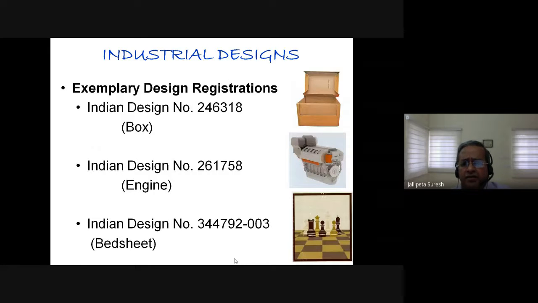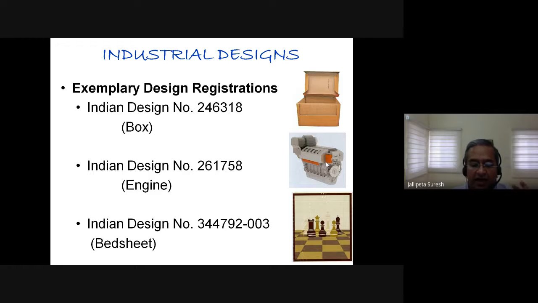You can also have designs for boxes, machines. It is also a requirement of design law that the design protection is for non-functional design, that is, the way it looks, not the way it functions. You would be surprised to see an Indian design where an engine is registered as a design. How is it possible? It is possible because, in case a product has a combination of functional and non-functional features, what you are protecting is the non-functional feature, not the functional. In particular, this non-functional feature should not be dictated by the functional aspects.